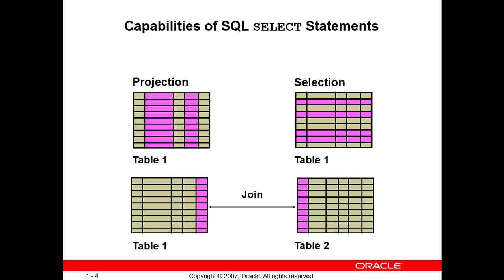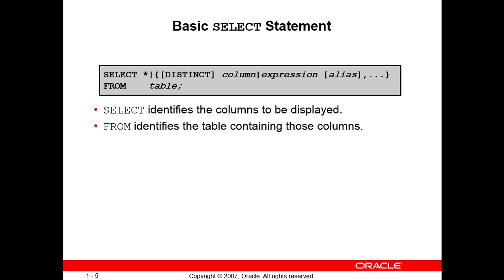Selection. Select the rows in a table that are returned by a query. Various criteria can be used to restrict the rows that are retrieved. Joining. Bring together data that is stored in different tables by specifying the link between them. Basic SELECT statement.